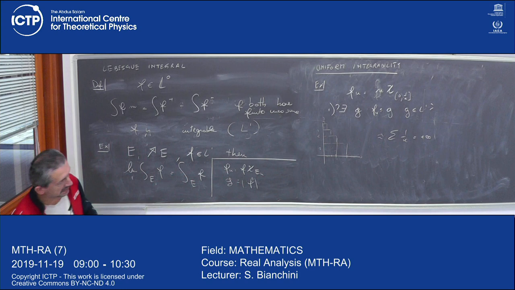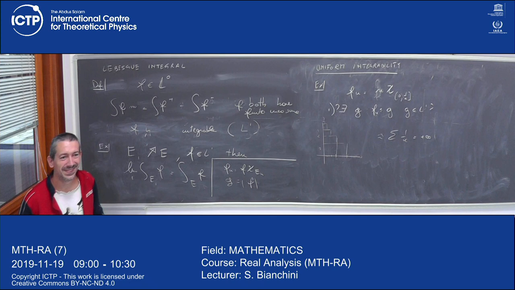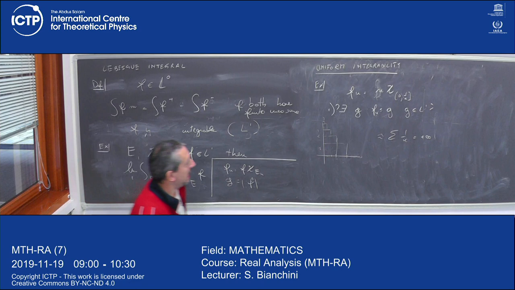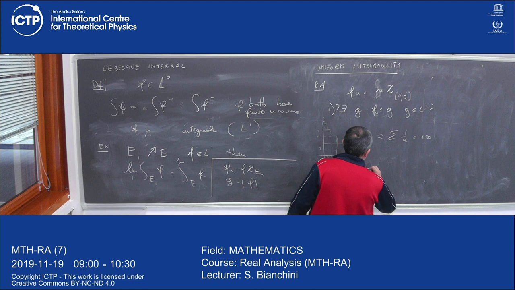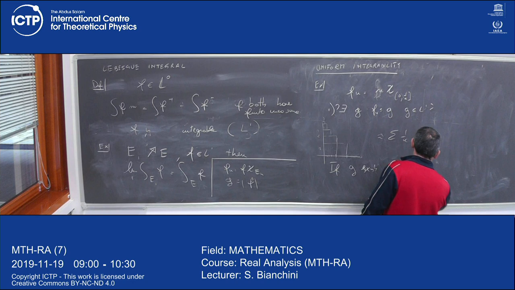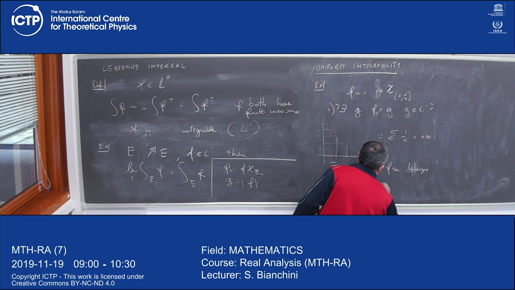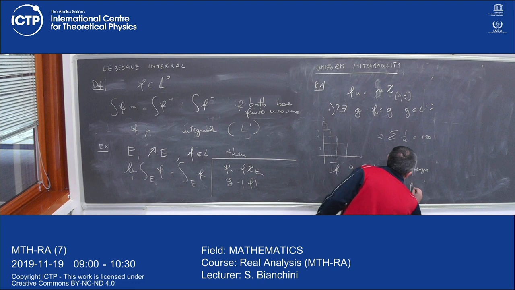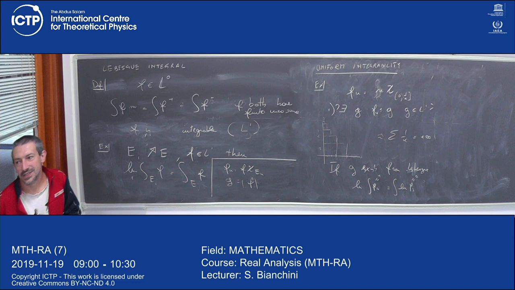Suppose that there exists g. Then I apply the Lebesgue, and I get that from the Lebesgue the limit of the integral of Fn, which is equal to 1, should be equal to the integral of the limit, which is equal to zero for the picture. It's impossible. Unless the Lebesgue theorem is wrong.